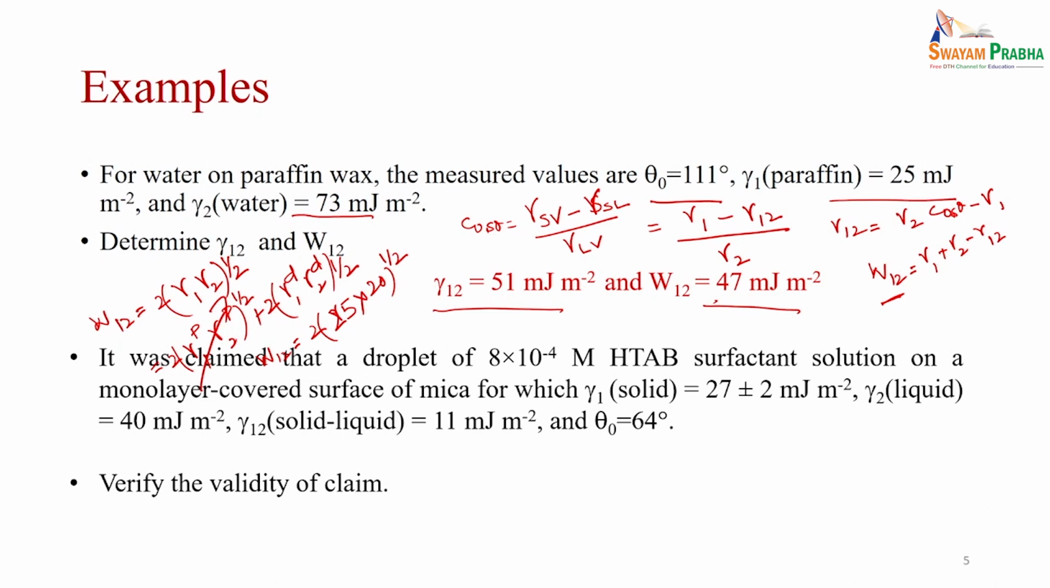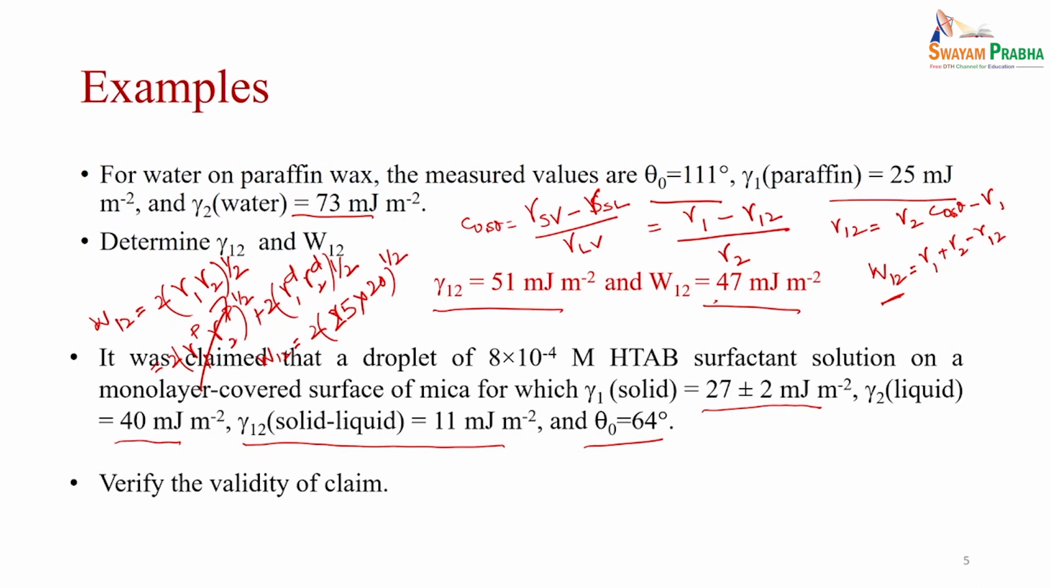It is claimed that a droplet of a surfactant on a mica surface, which has a surface energy of 27 plus minus 2 millijoule per meter square. Liquid means surfactant, surface energy is 40 millijoule per meter square, and gamma 12, the interfacial energy or interfacial tension, is 11 millijoule per meter square, and contact angle is 64. Now, you need to verify whether the data presented is valid or not.